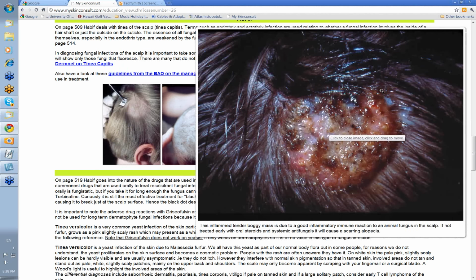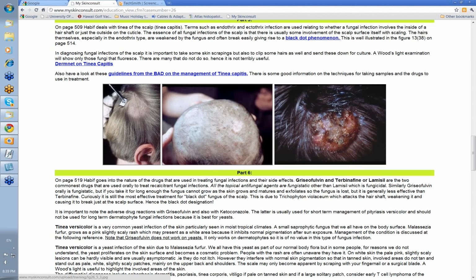And here is a kerion. This is an animal fungus, massive immune reaction, pus, discharge, and this inflamed tender boggy mass is due to that good inflammatory reaction to an animal fungus. You've got to treat this with oral steroids early on to settle the immune reaction, to settle the edema that's there, or else it really does leave a big bald patch afterwards that's permanently scarred, and the hair just never grows back there again. So oral steroids and systemic antifungals, you need to treat a kerion.